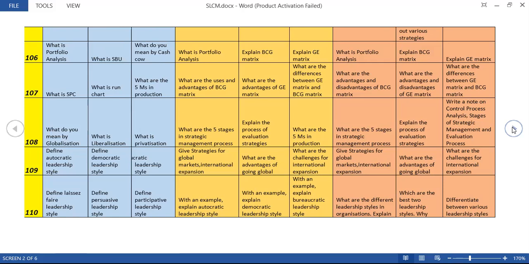Then there are 5 M's in production: men, material, money, machine, and the last M. Different authors give different versions. You can choose whatever you want. However, men, material, money, machine, and so on all together make production happen. So these are the 5 M's in production.